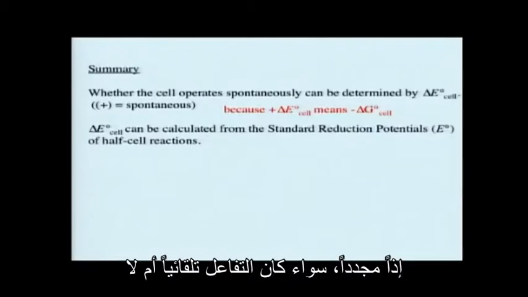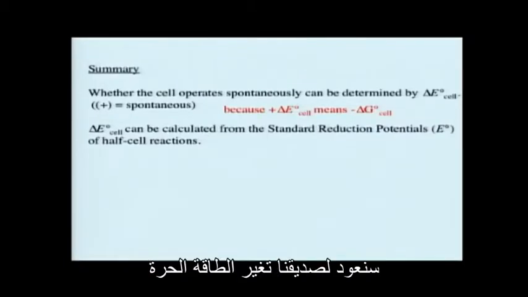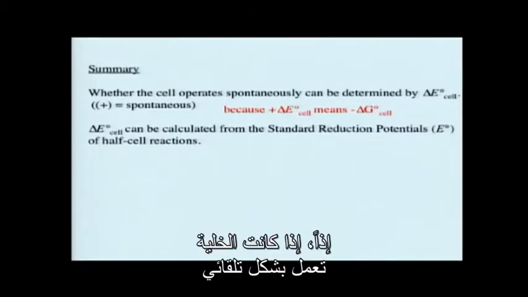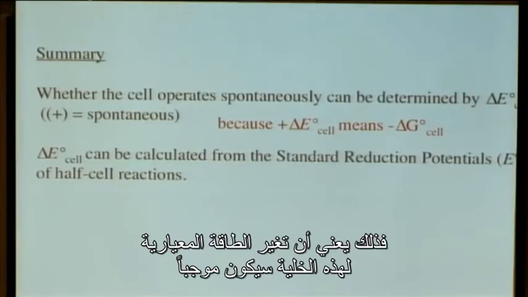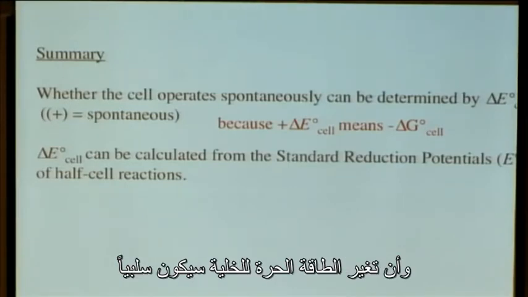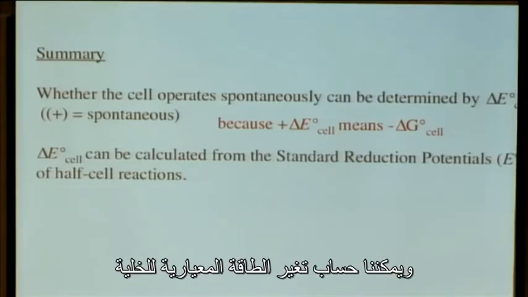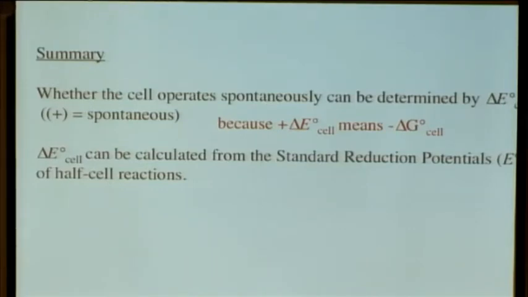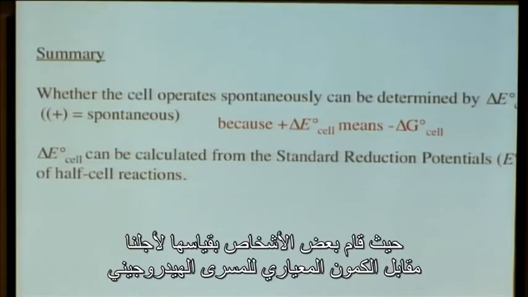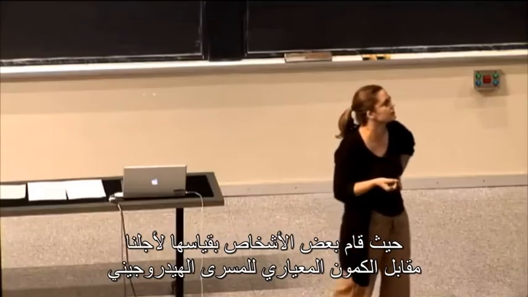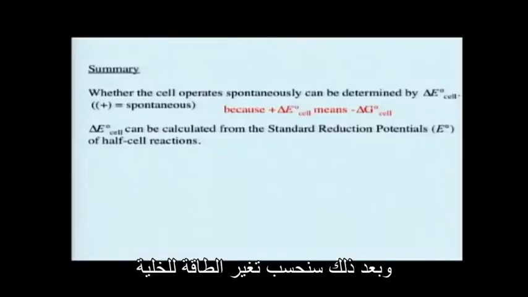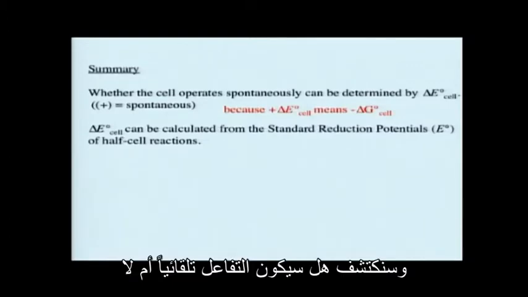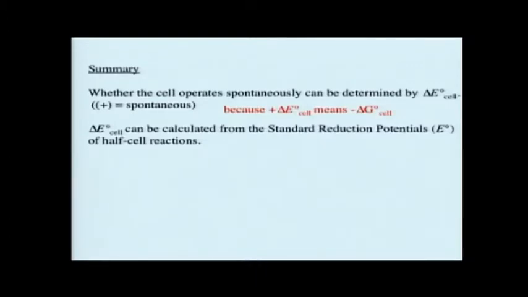So again, whether something's spontaneous or not comes back to our friend delta G. So if a cell is operating spontaneously, that means you're going to have a delta E naught of the cell that's positive, which means that the delta G of the cell will be negative. And we can calculate these delta E naughts of the cell from the standard reduction potentials, which some nice person measured for us against the standard hydrogen electrode. And so we can look up those values, and then we can calculate delta E naught of the cell. We'll know something about whether it will be a spontaneous reaction or not.